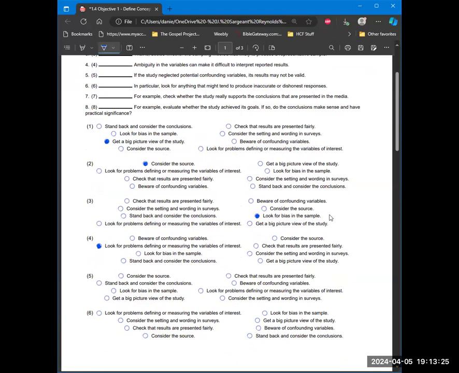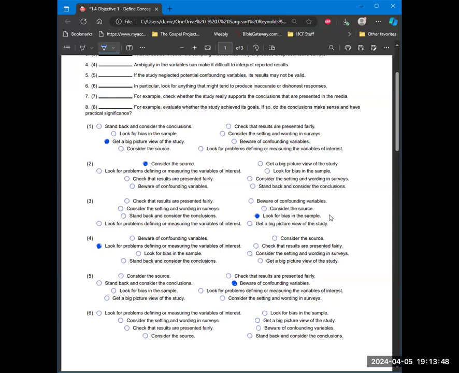Number 5 is beware of confounding variables. So we've talked about confounding quite a bit already in the recent topics. And that says if the study neglected potential confounding variables, its results may not be valid.